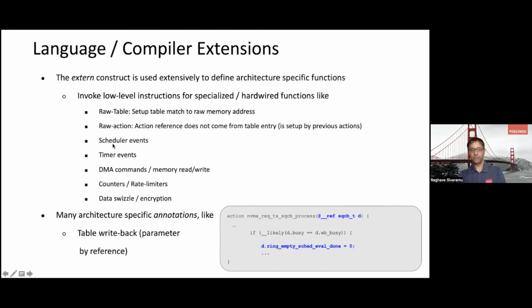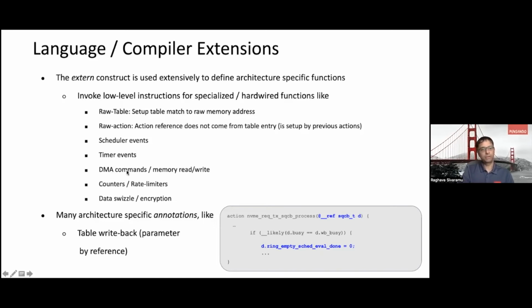And scheduler events again. These are basically instructions to set up the hardware to say what specific queue you want to schedule an event on, corresponding to a specific application. And timer again could be, you set up a time at which you want to schedule a particular event on a specific queue. So those are defined as externs.